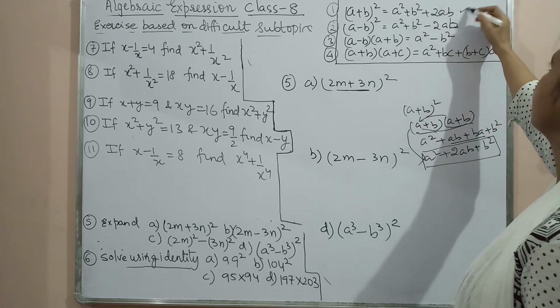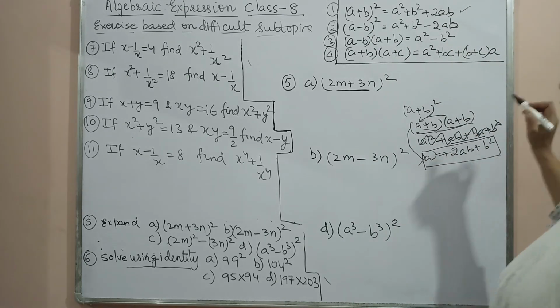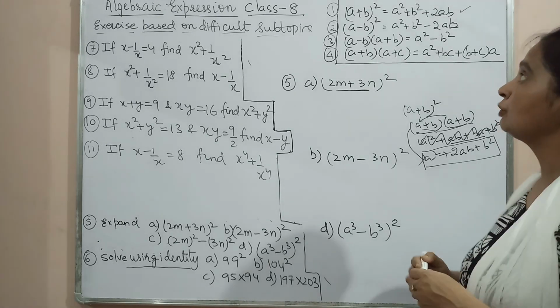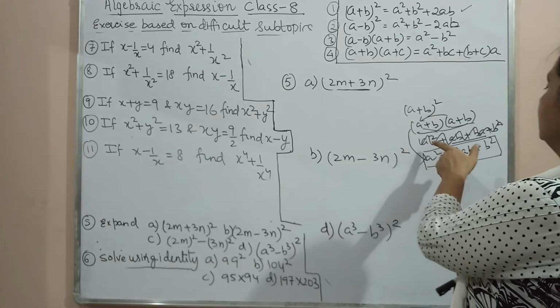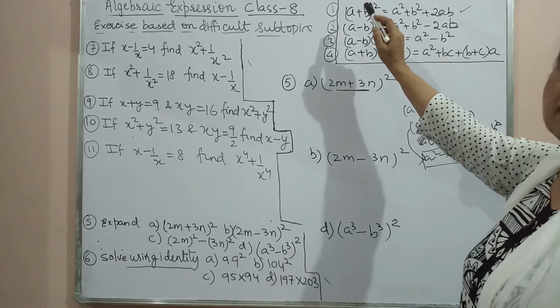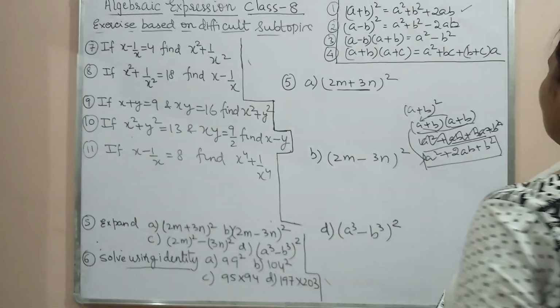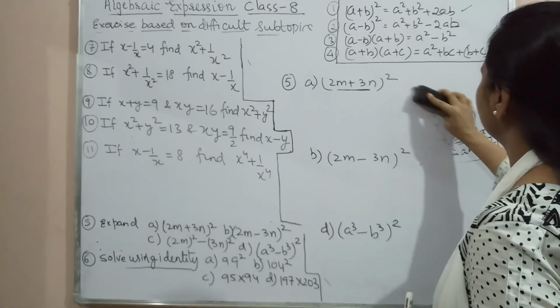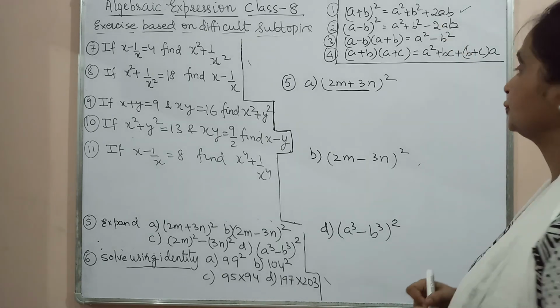That means we are skipping this step. Alright, it can be found out by simple multiplication also, but we are skipping this particular step, saying that this is an identity and we are going to use it ready-made, or you can say directly we can come to the answer. Now that only we have to use.